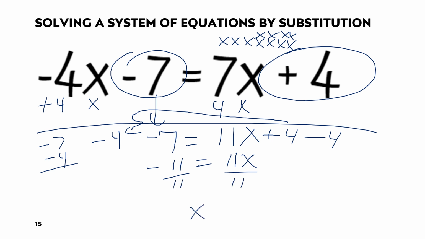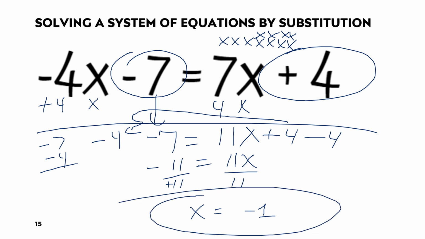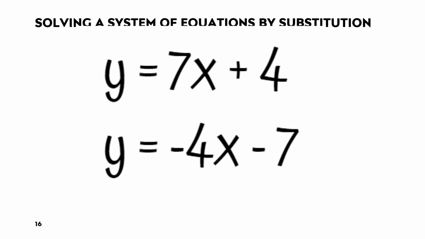What's any value divided by itself? That's right, it's 1. And this 11 here is positive. That's a negative. What happens when you divide a negative by a positive? Perfect. It becomes a negative 1. So we know x is equal to negative 1. We came up with the fact that x is equal to negative 1.